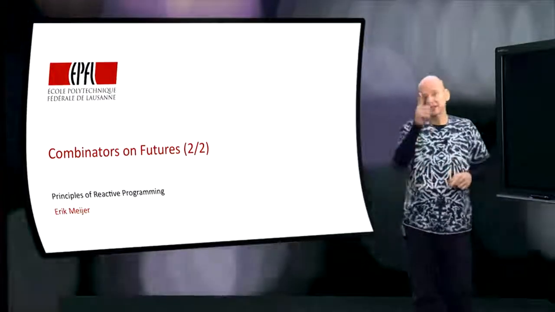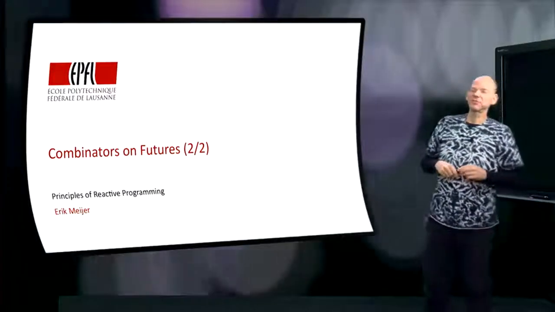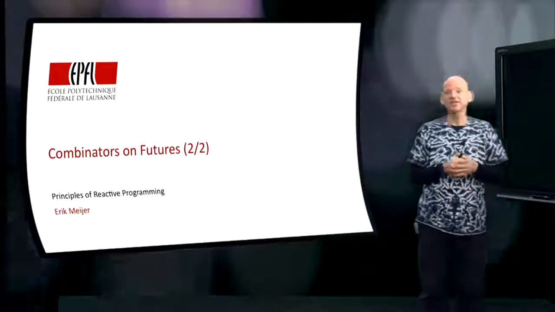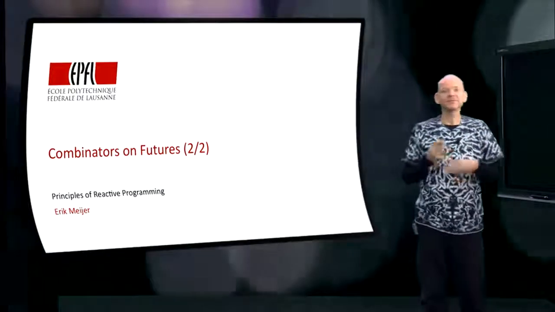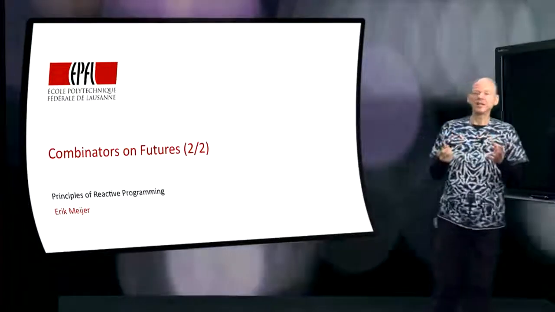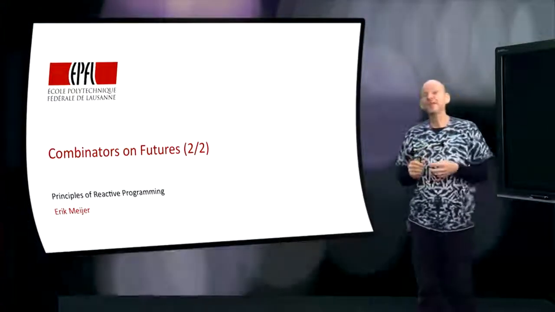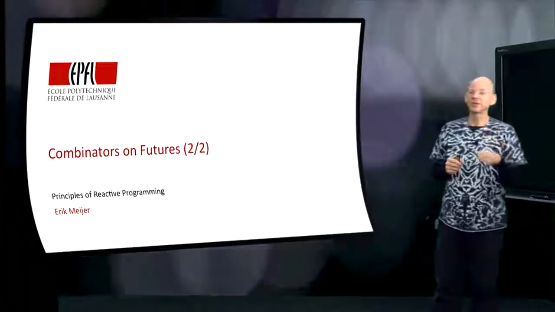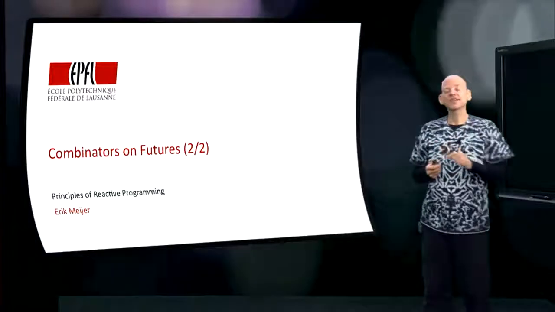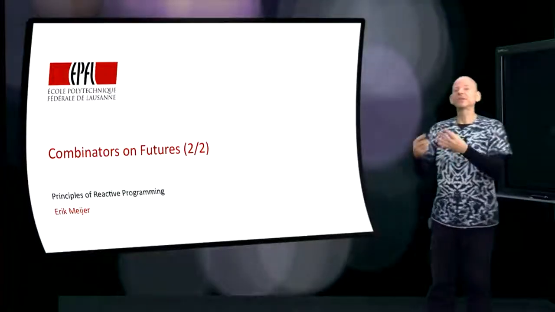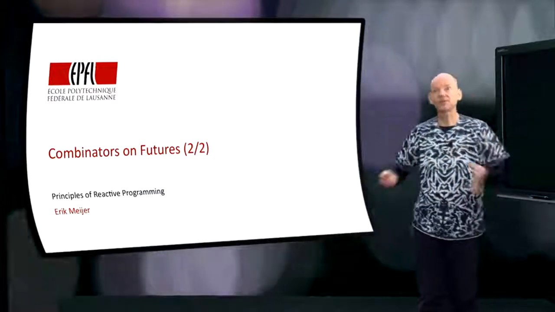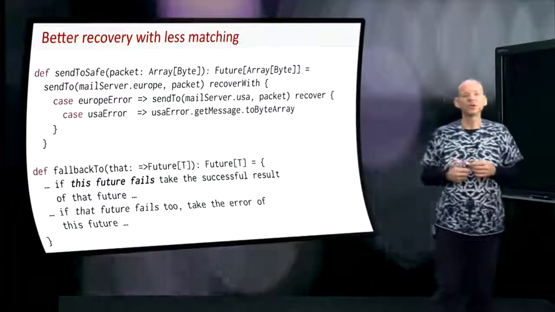Hey, welcome back. Remember, we were trying to make sending packets resilient to failure, and we messed around a little bit with a naive approach, and then we had a better solution using recover and recoverWith, but that was unsatisfactory because we returned the wrong error message in case something did go wrong when both calls went wrong.